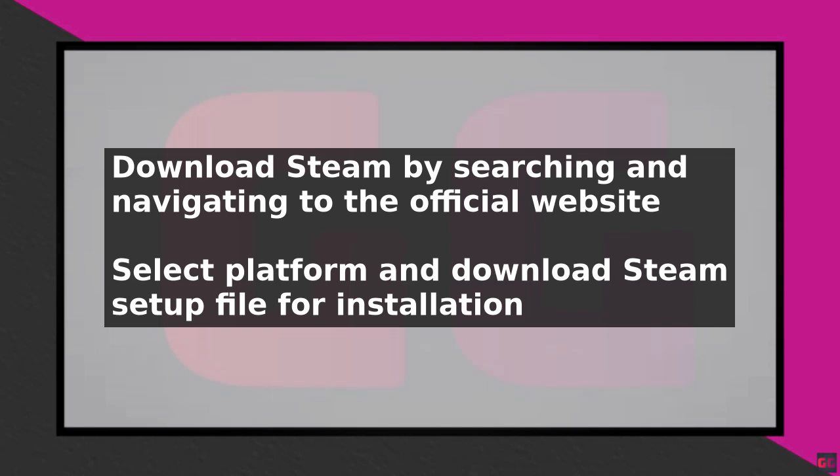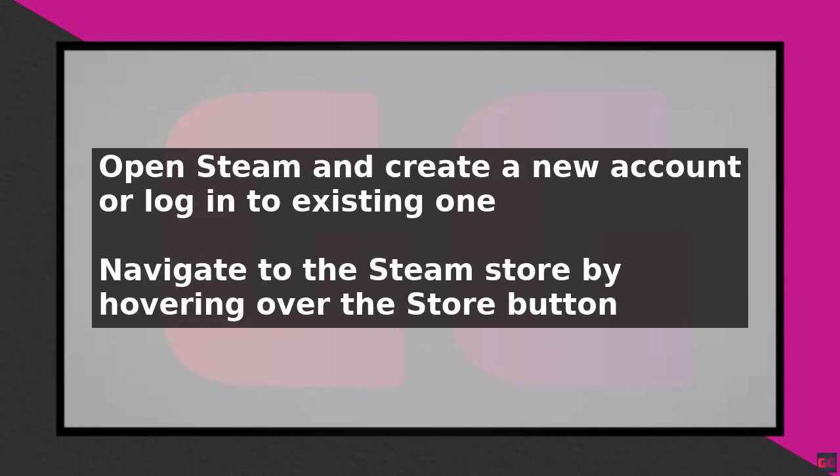Select your platform, such as Windows, and click Install Steam again to download the Steam setup file. Once downloaded, open the setup file and follow the prompts to install Steam, selecting your language and choosing a destination folder for the installation. Once Steam is installed, open the app and either create a new account or log in to an existing one.